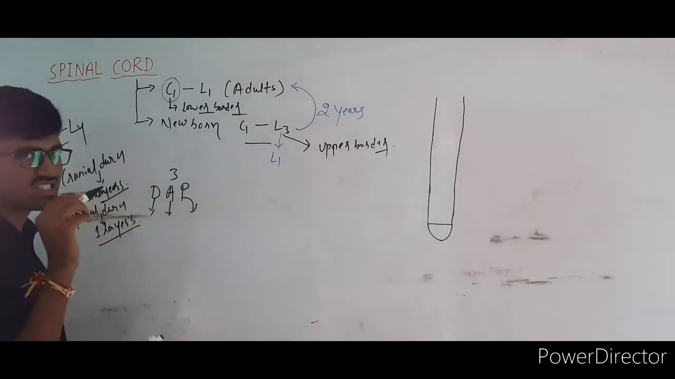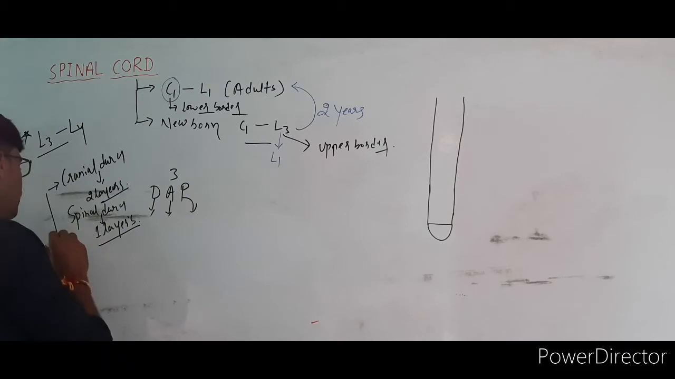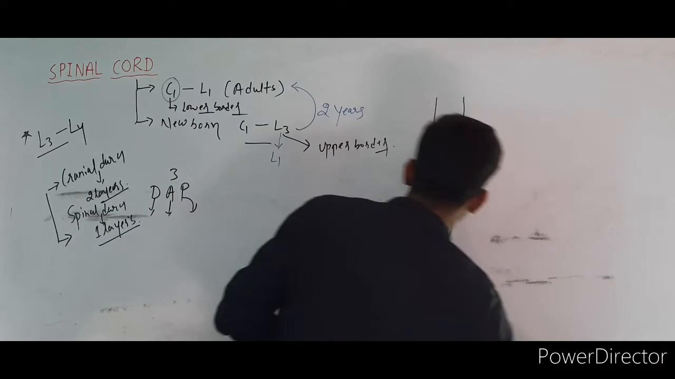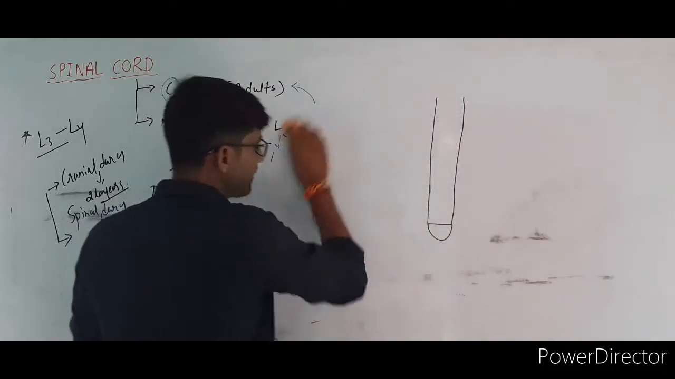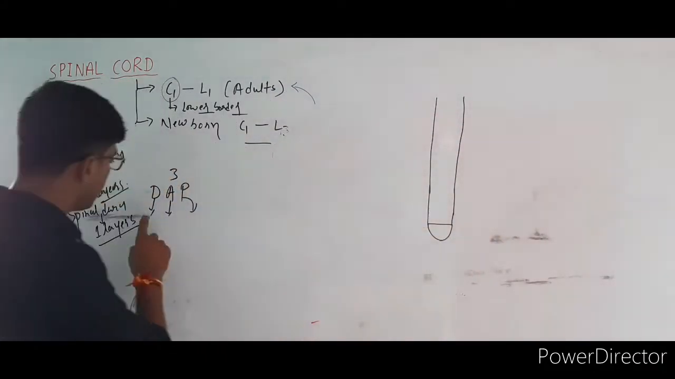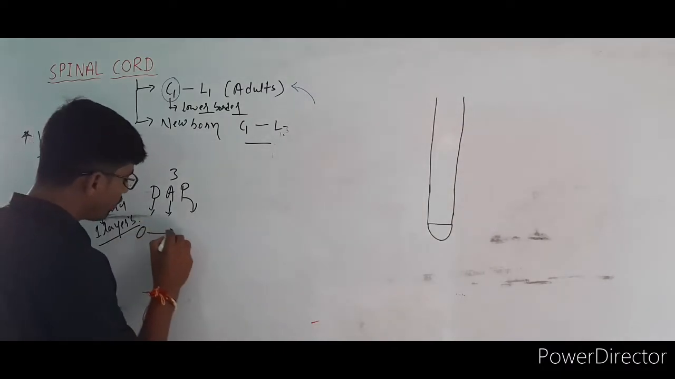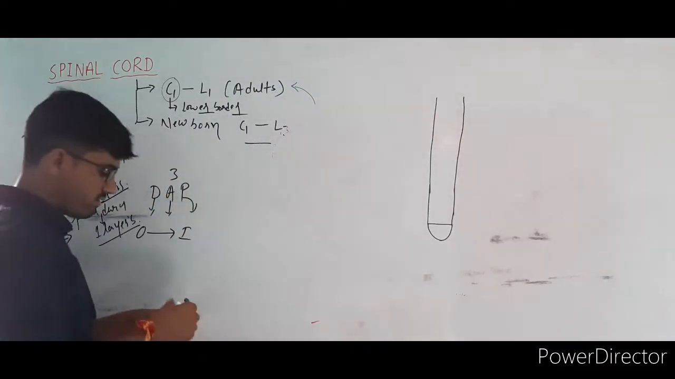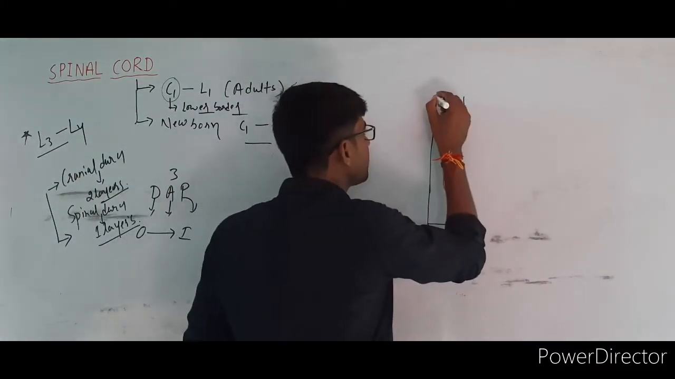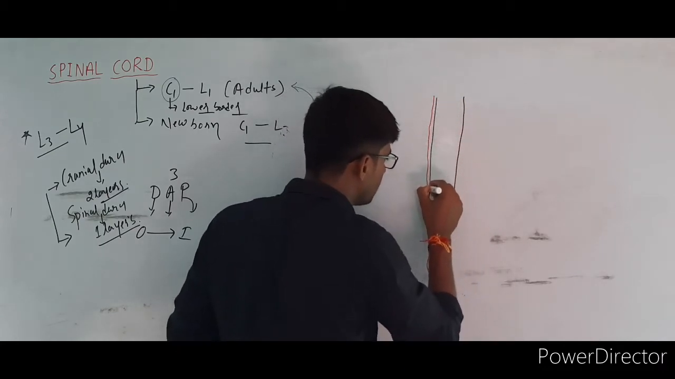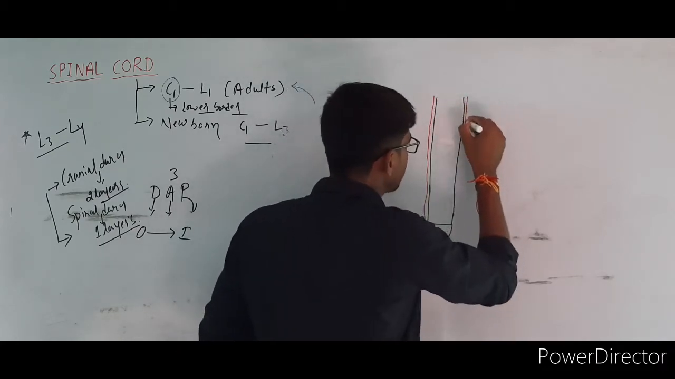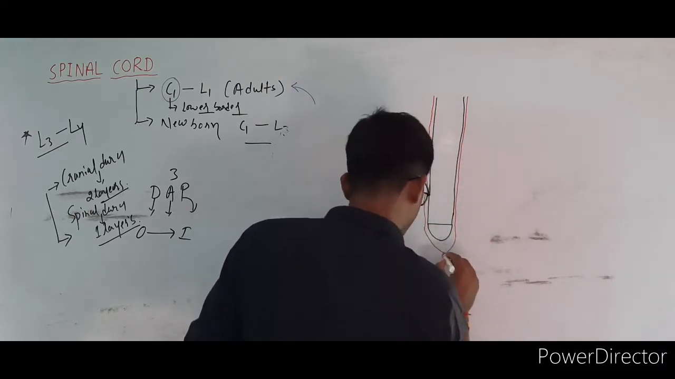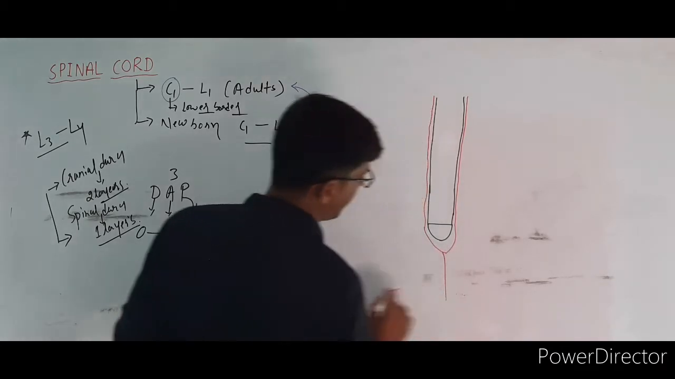In the last video on CSF, I told these things, but still you have to remember them. So this is the spinal cord. Now the meninges, I am going to draw them, from outer to inner. So which will be nearest to the cord? That is the pia mater. So here is the pia mater. This thing is the pia.